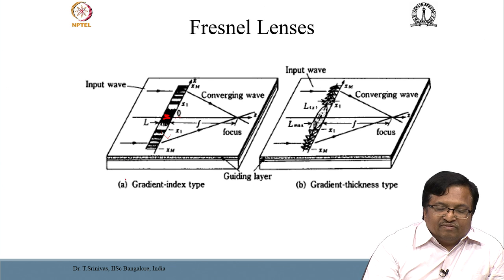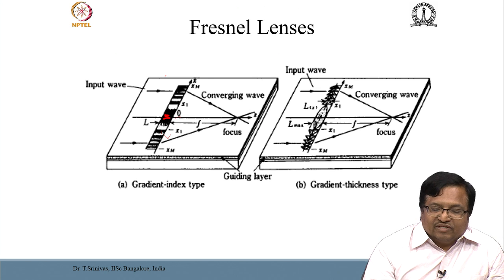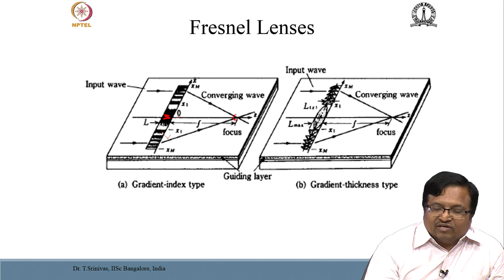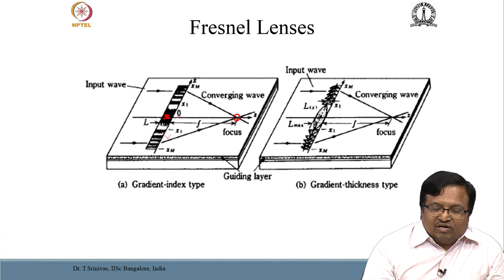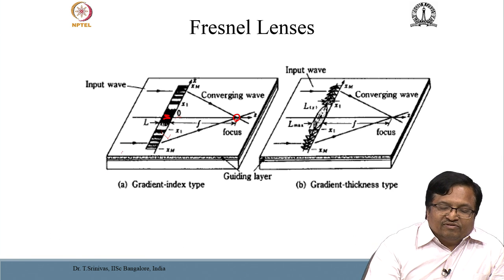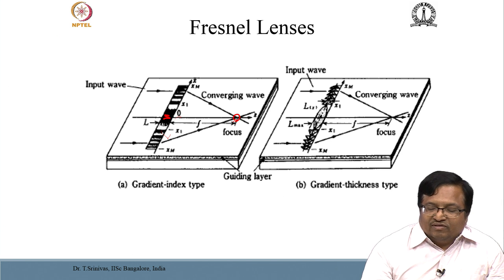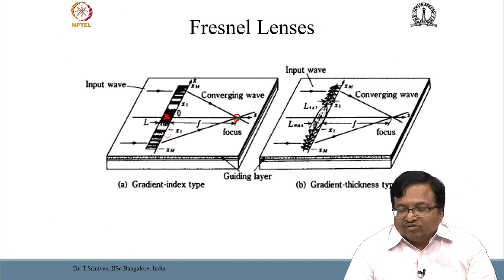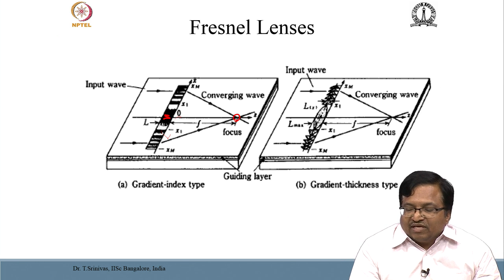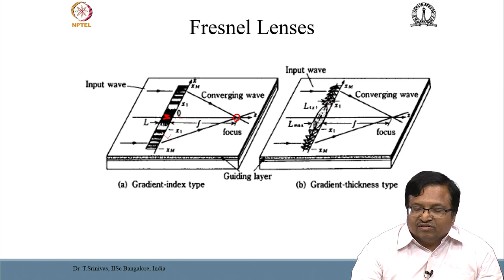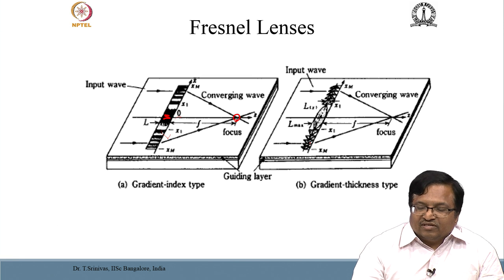So, the input wave is shown as a broad wave spread across the width of the lens and focusing at one particular point. We can contrast this with the conventional bulk lenses where you have a 3-dimensional spread of the wave. Here the wave is spread across only the width of the lens and is being converged at a given point. We can also think of a gradient thickness type of lens, where the thickness is varying across the width and the refractive index is the same, and it can also converge the light to a particular point.